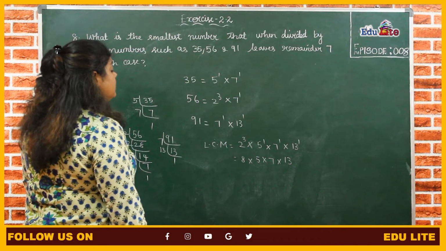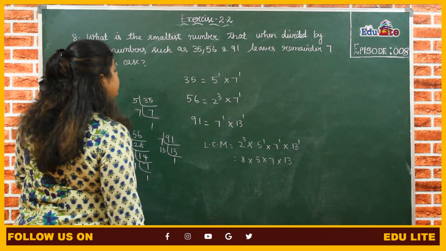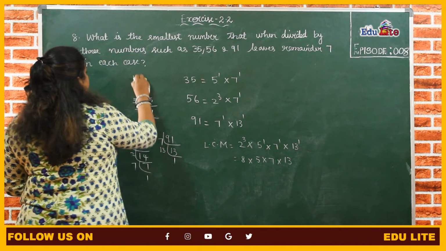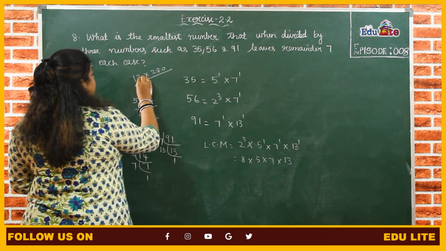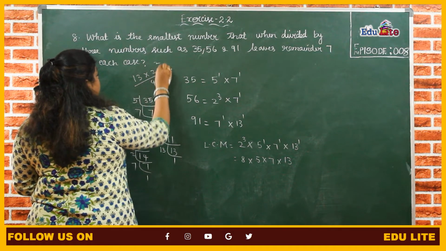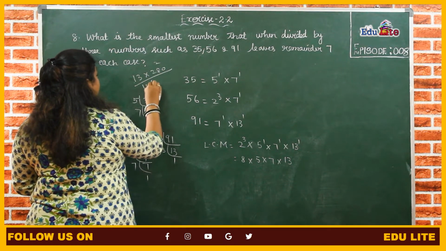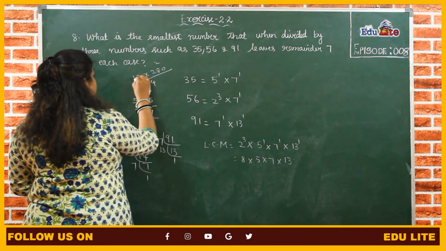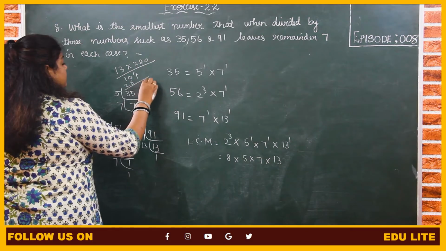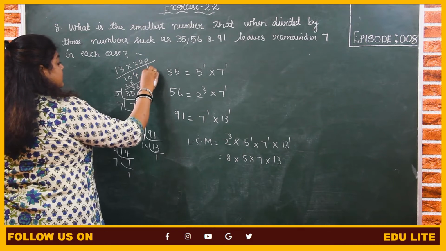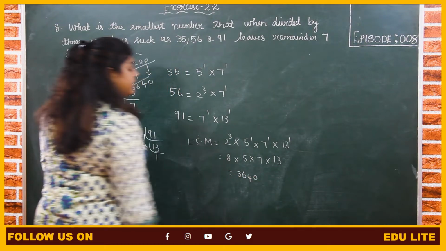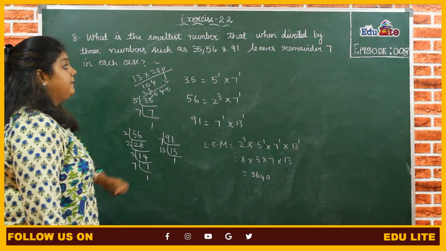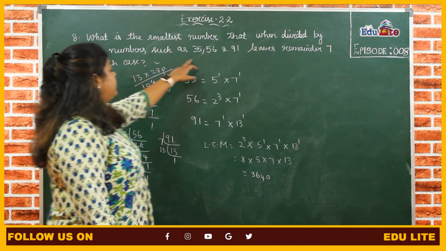8 into 5 is 40, 40 into 7 is 280, and 13 into 280 will give us: 3 8s are 24, 3 1s are 3, so 2, 8; 1 8 is 8, and 1 0s, 2 3s are 6, 2, 4, 6, 3, 0. So 3640. So we got the smallest number that is divisible by these 3 numbers.